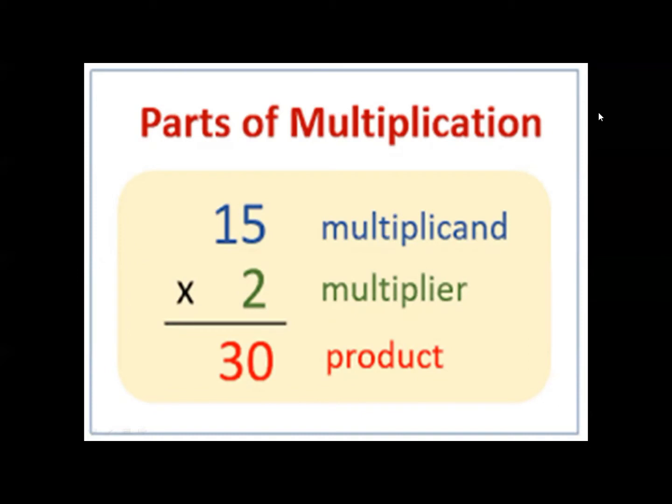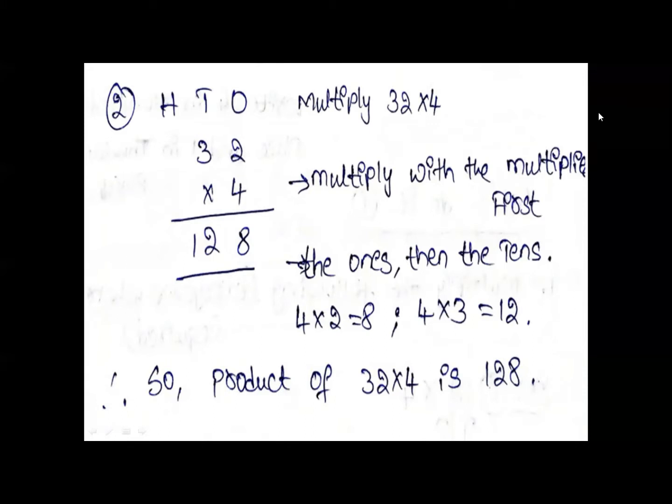15 is the multiplicand, which is multiplied by 2. That is called the multiplier. The product is 30. 5 2s are 10. 1 borrow, 2 1s are 2 plus 1 is 3. 30 is the product. Product means answer. Let us discuss each in detail.